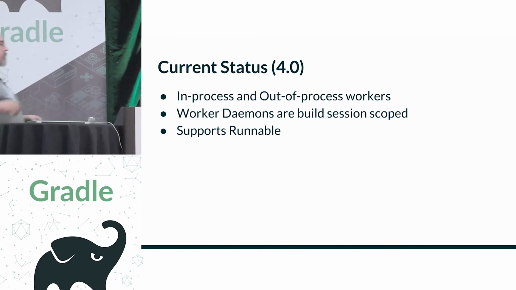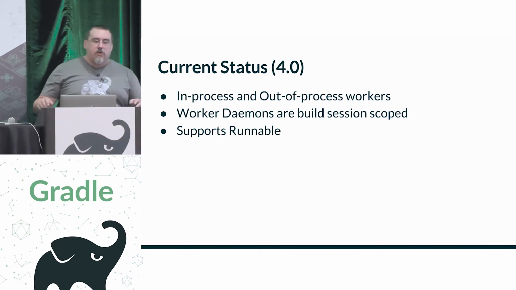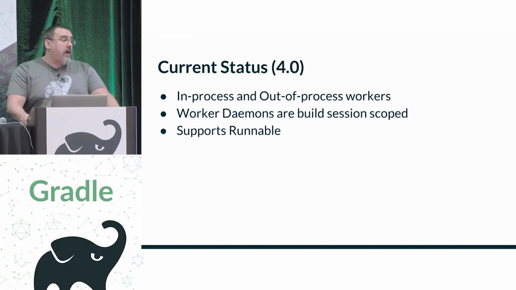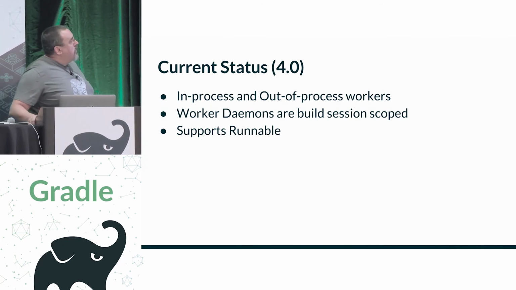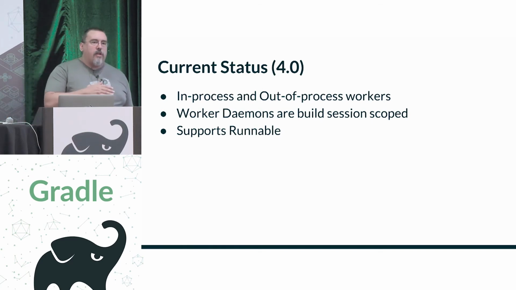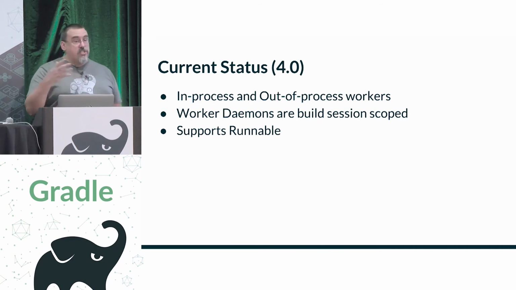Okay, so we're still early days for the Worker API. It's still a work in progress. So the Worker API is in Gradle 4.0, where what we have are in-process and out-of-process workers. One of the things that's not quite there yet, in 4.0 at least, is that worker daemons are only build session scoped. So at the end of your build or the end of your build session, if you're running a continuous build, the worker daemons will get shut down. And right now we only have support for runnable. But there's more work coming on the worker API.